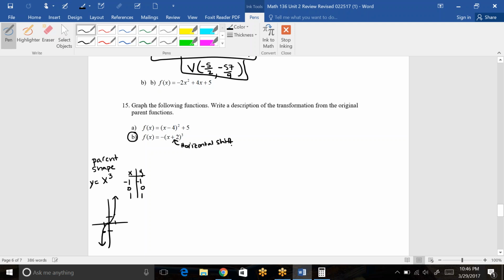Horizontal shifts always do the opposite of what you think. So since this is a +2, we need to counter it and make it go back to 0, so that this would be 0 cubed. So that means we do left 2, which is like subtracting 2.